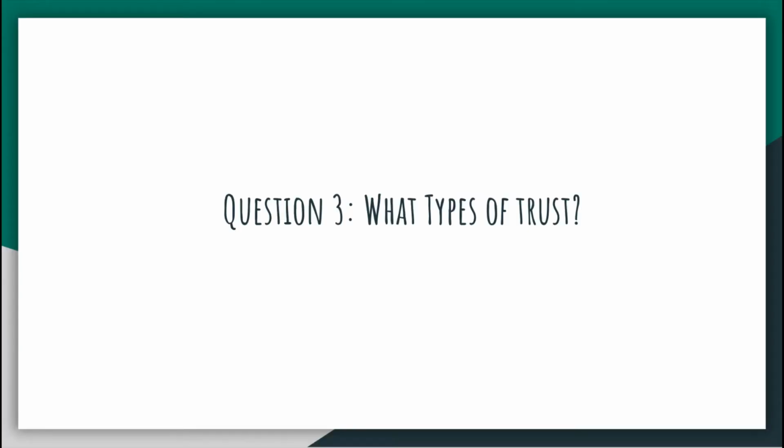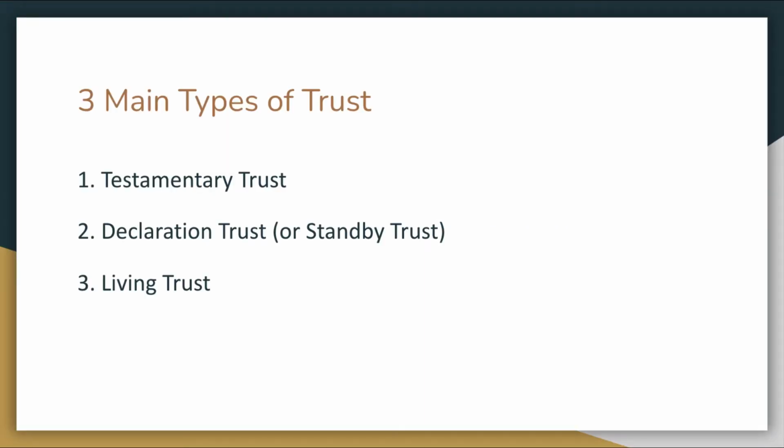Okay, so we have answered question number 2, and right now let's move on to question number 3, which is what are the types of trusts that we can establish today in Malaysia? Well, in essence, we can establish 3 different types of trusts in Malaysia. They are number 1, Testamentary Trust, number 2, Declaration Trust or Standby Trust, and number 3, Living Trust. So the question is, what are the differences between the 3 trusts?